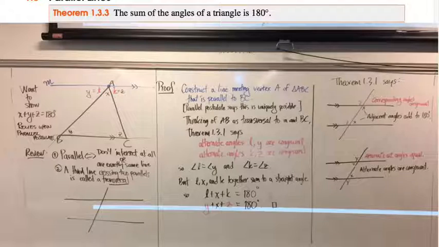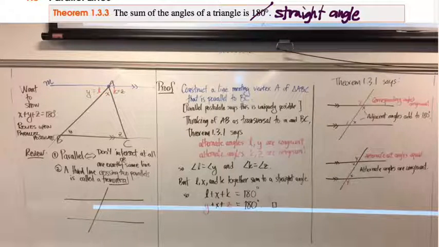So 1.3.3 is our 180 degree result. And in order to prove that the sum of the three interior angles in a triangle add up to 180 degrees, or maybe a better way to say it is they add up to the measure of a straight line, a straight angle. And okay, we can call that 180 degrees, but what's important is that it adds up to a straight angle.